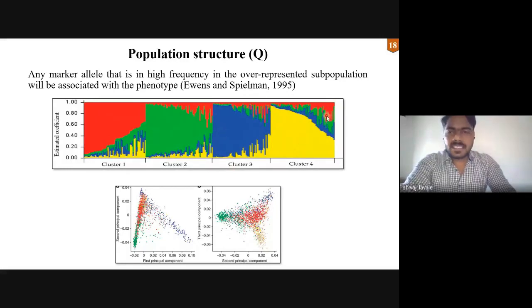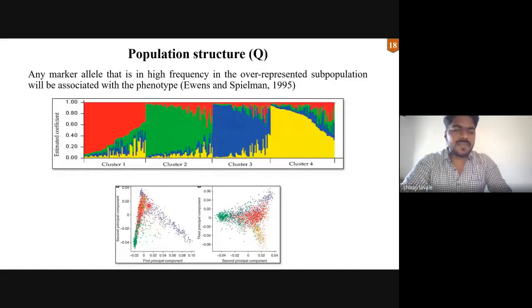Each line represents an individual accession, and the output of this analysis will be a Q matrix, which will be generated by the STRUCTURE software, and this Q matrix will be used as an input in the association analysis. We can study the structure of the population using principal component analysis as well. We can see here different colors are represented.